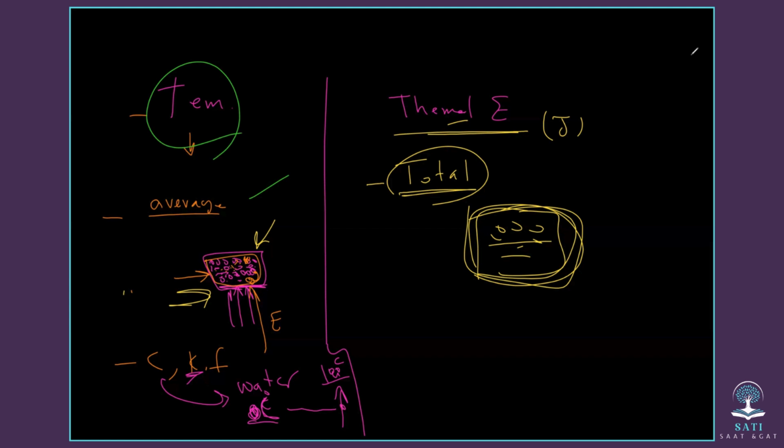What do we use to measure it? We use in general thermometers, but here we use what? Calorimeter. A calorimeter is a device that tells us how many calories, that means how many joules an object has, so that means thermal energy.